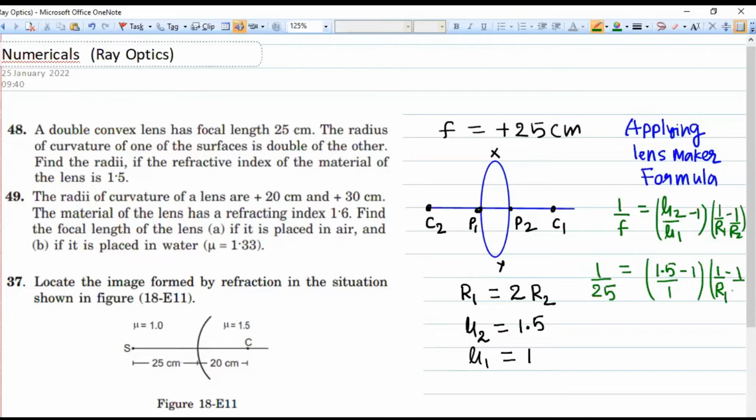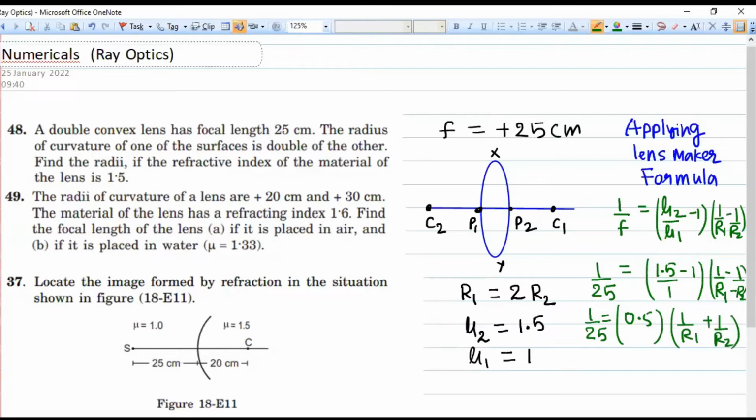Whatever value will be given. So minus of R2 we can write. Towards the left, it will be minus using sign convention. So it will become 1 upon 25 multiplied with 1.5 minus 1. It will be equal to 0.5 towards the right, and it will become 1 upon R1 plus 1 upon R2. Okay, now keep on solving.